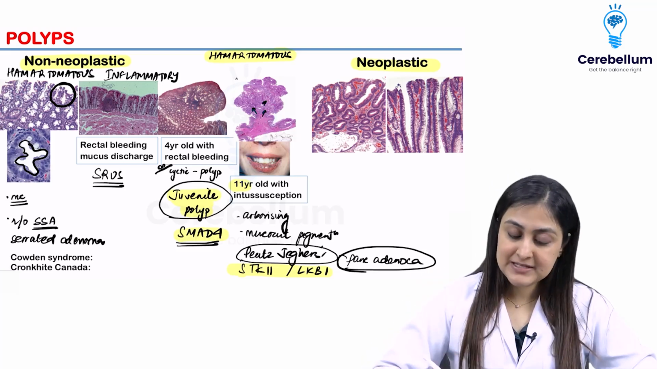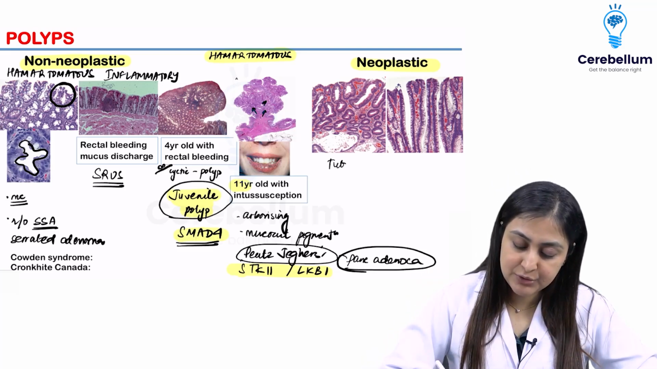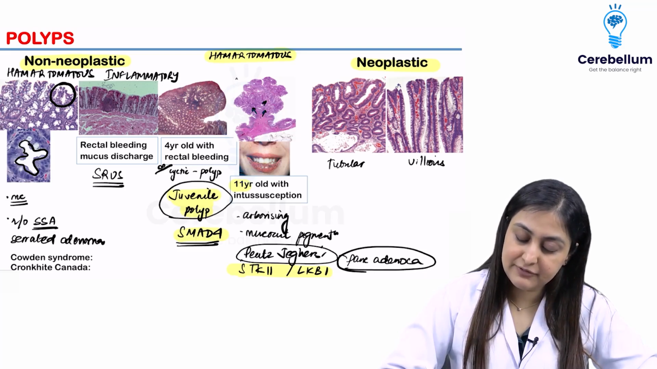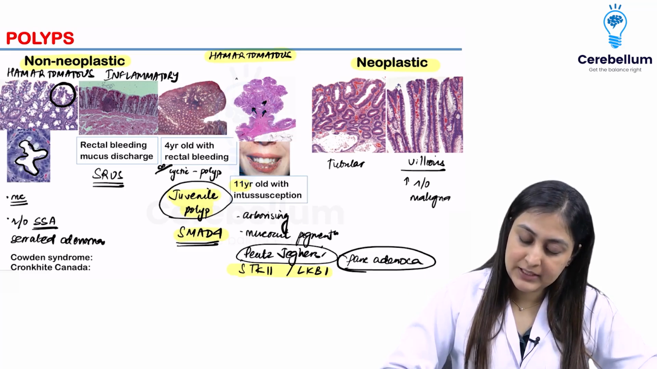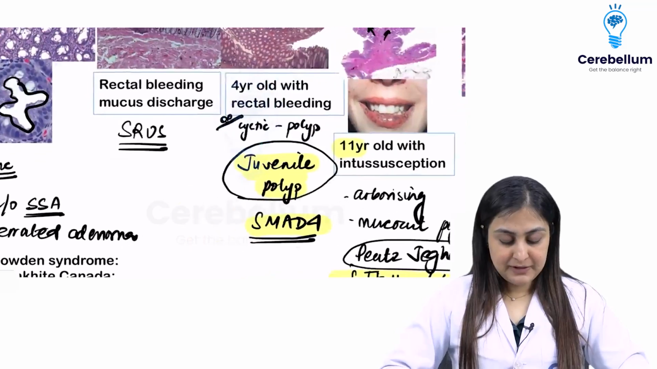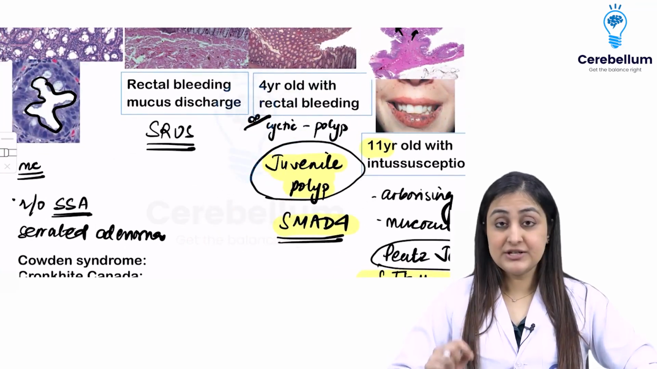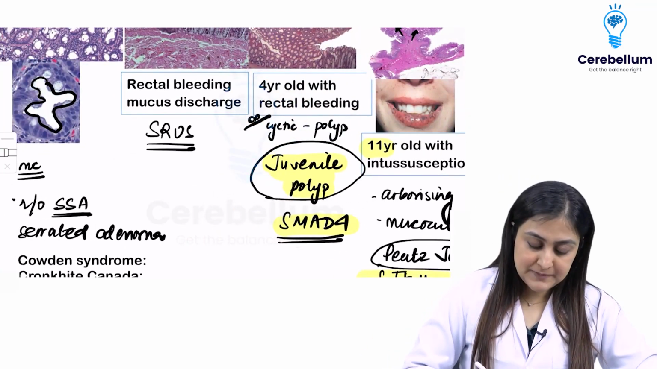Coming to the neoplastic polyps, you either have the tubular type like I'm showing you here, or you could have the villous type. It's the villous type which has higher risk of malignancy. Okay, this is about all of the polyps. Apart from that, I have also included 2 more syndromes of hamartomatous polyps that you want to know.